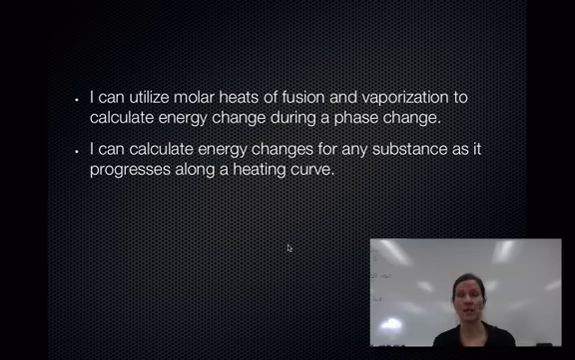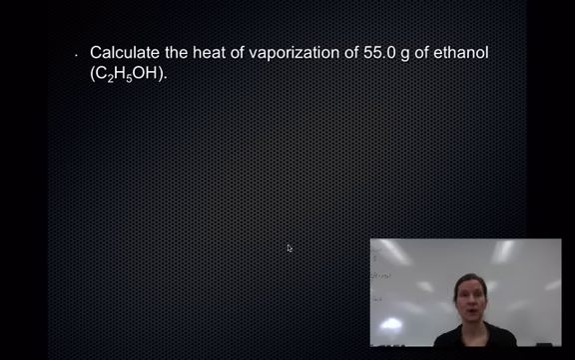Q equals delta H times mole. So that's the equation I'm going to be using in order to calculate these problems. Problems look like this: Calculate the heat of vaporization for 55.0 grams of ethanol. My plan for this video is really to show you one problem of each of the two types that were presented for the learning targets. One where you just calculate energy and one where you have a phase change and a temperature change.